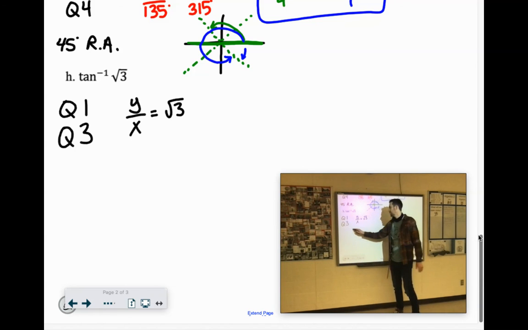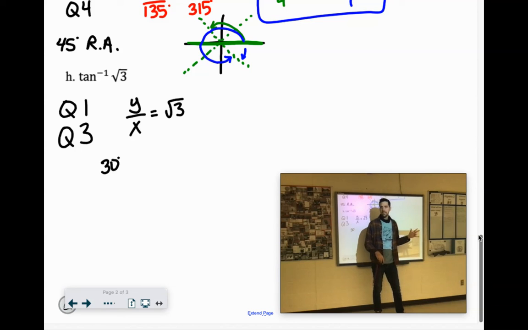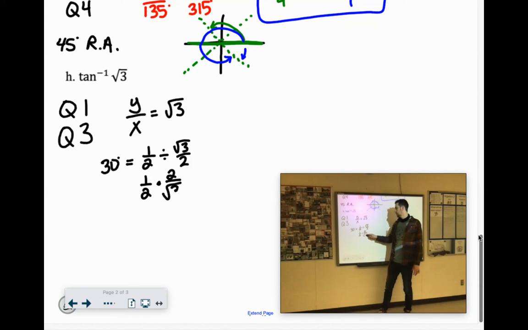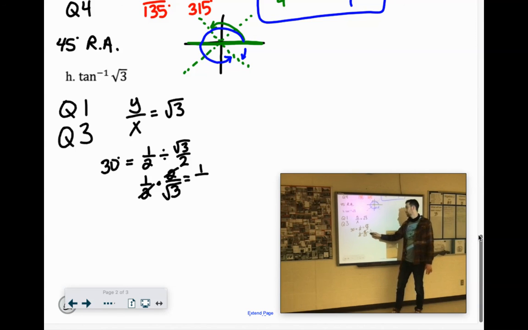So let's try a 30-degree reference angle. So that would be, right? The y would be 1/2. The x would be root 3 over 2. So if we did y divided by x, it would be 1/2 divided by root 3 over 2, which we would change to 2 over root 3. The 2's cancel. We're left with 1 over root 3, which is really root 3 over 3. So that one doesn't work.